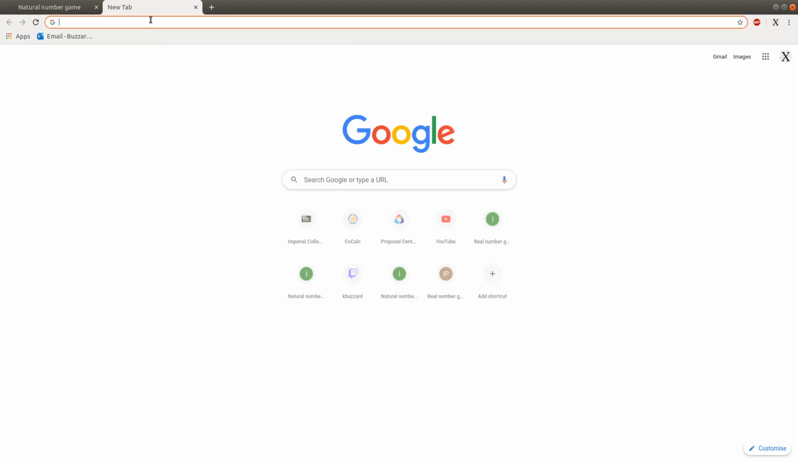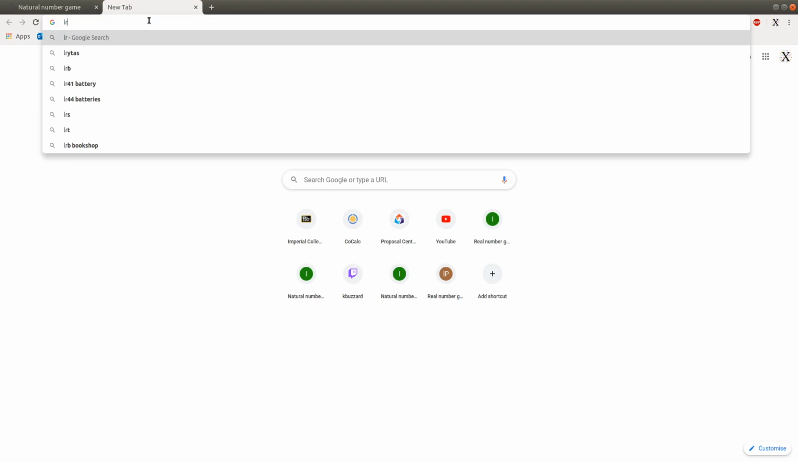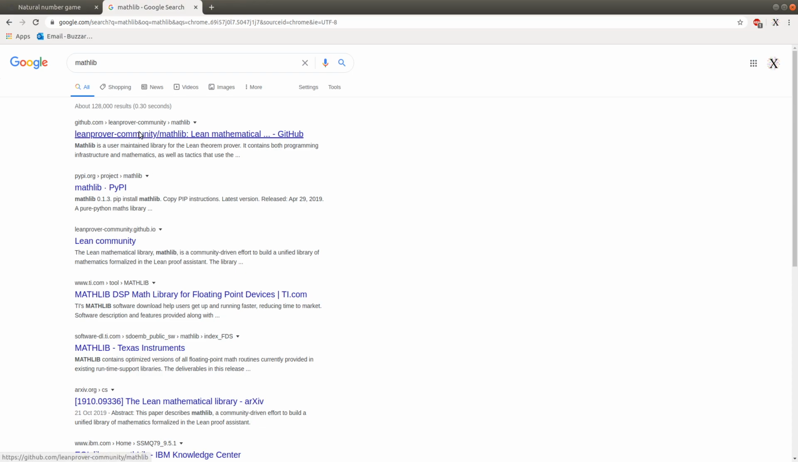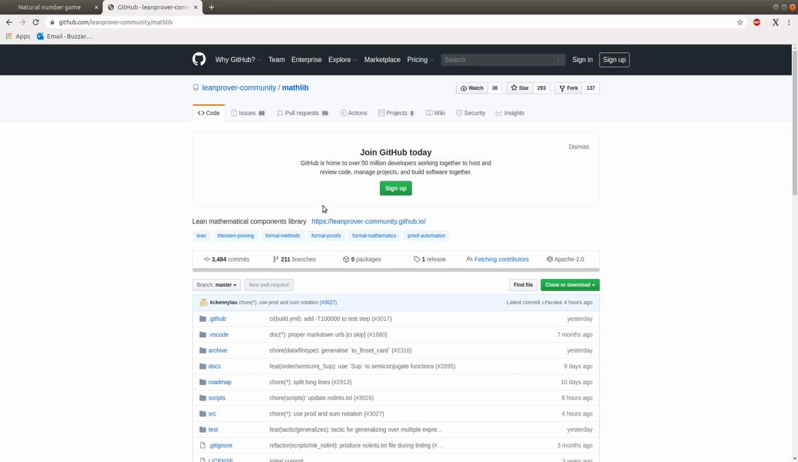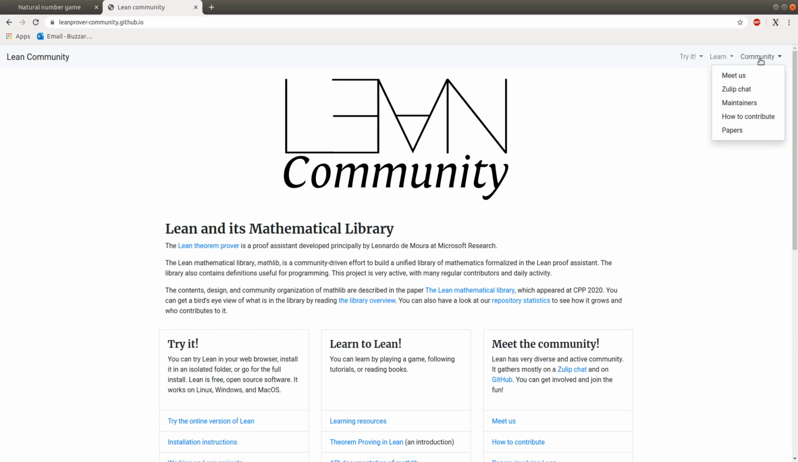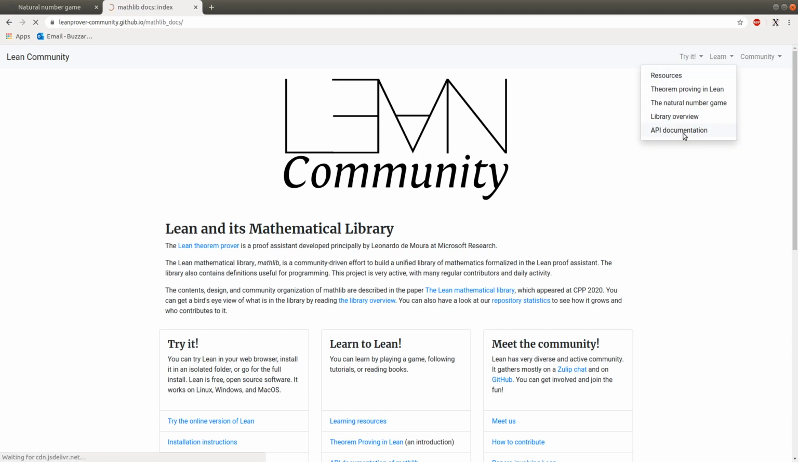Let's go to Lean prover. Let's just Google for mathlib. I'm confused now because I don't know what this tactic is. And there's the thing I'm after: the Lean prover community website, and then I can look at the API documentation.